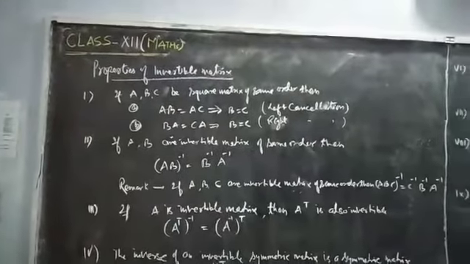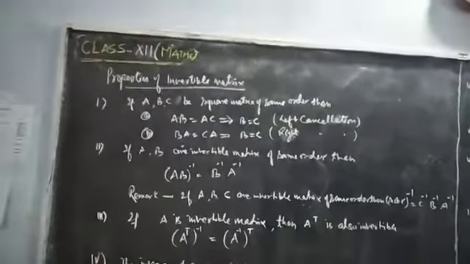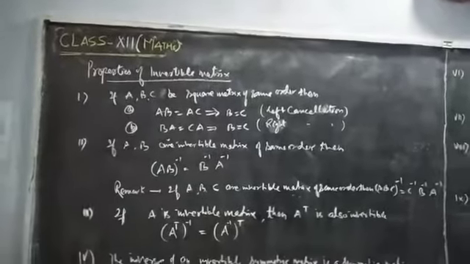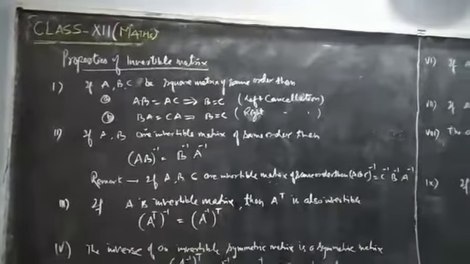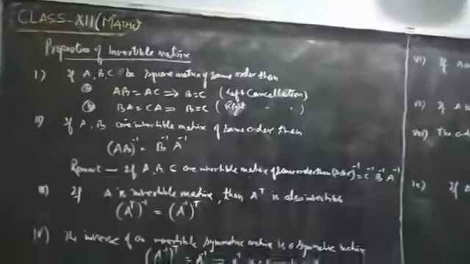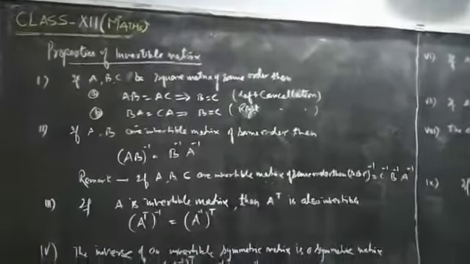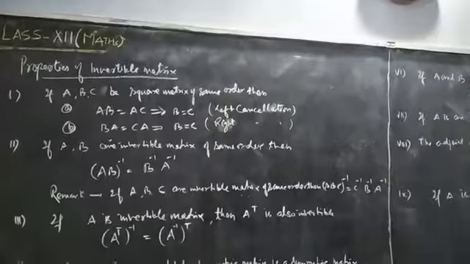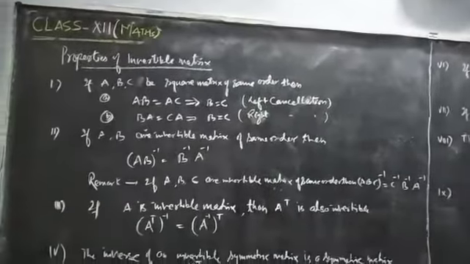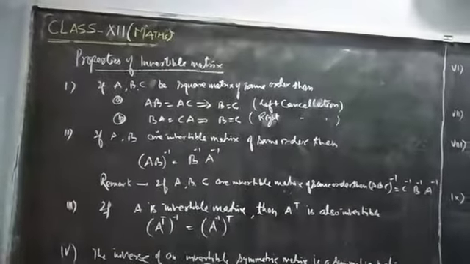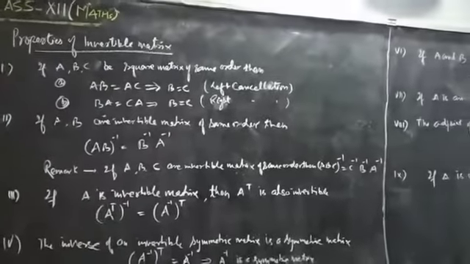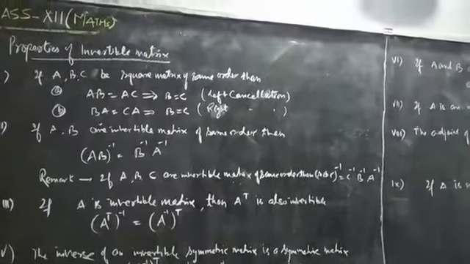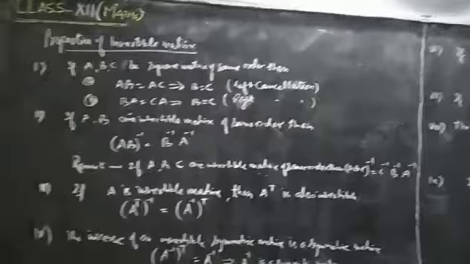Dear student, good morning. See the properties of invertible matrix. First, if A, B, C are square matrices of the same order, then AB equals AC implies that B equals C. This is known as left cancellation property. BA equals CA implies that B equals C. This is right cancellation property.